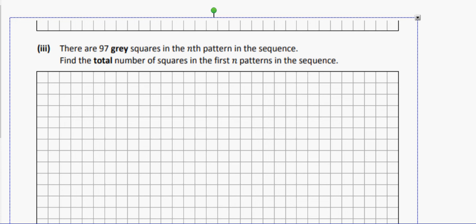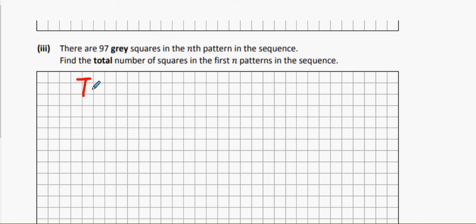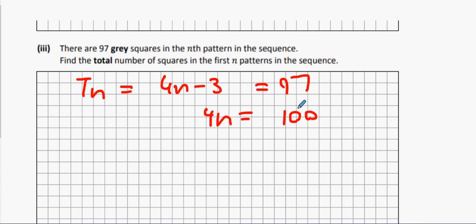So we're talking specifically about the grey pattern, okay? So if we're talking specifically about the grey pattern, Tn for grey is 4n minus 3, and you're saying that equals 97. Then 4n must equal 100, and this means that n is 25. It's the 25th pattern that has 97 grey squares.